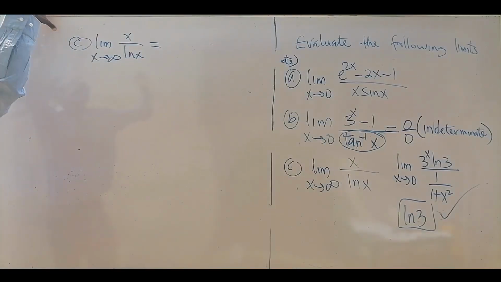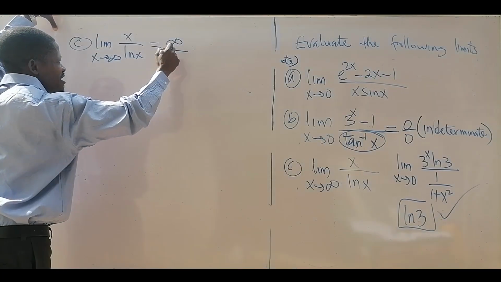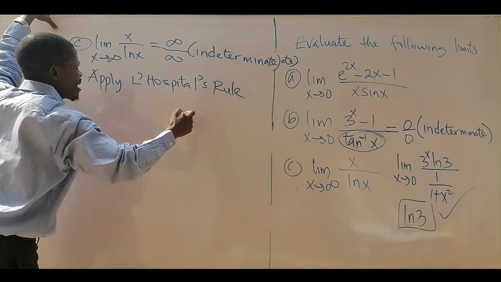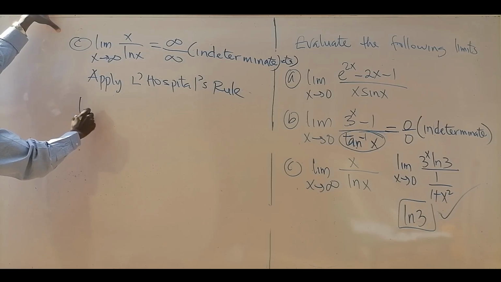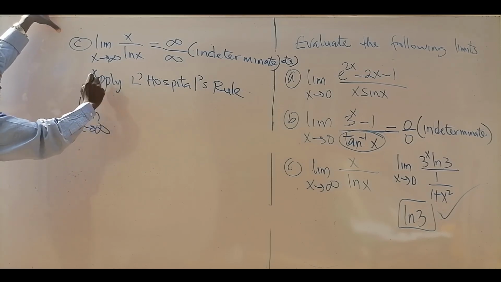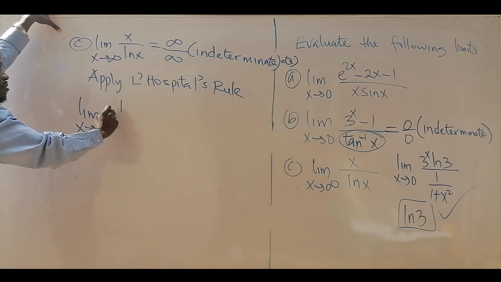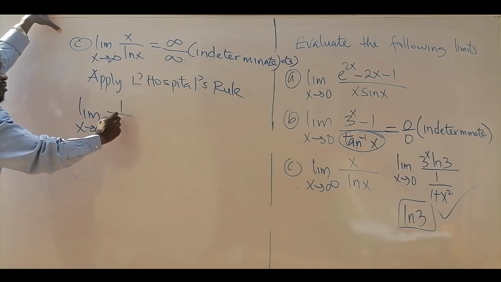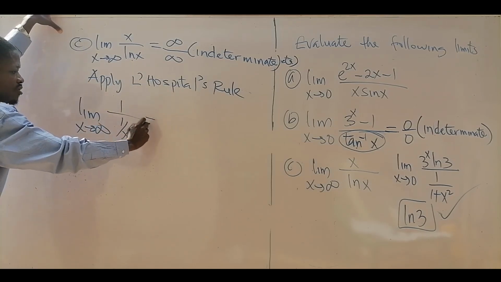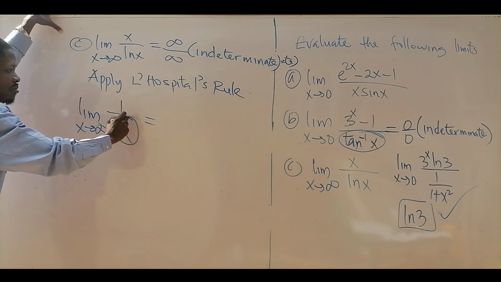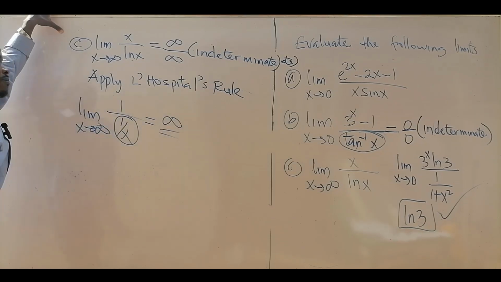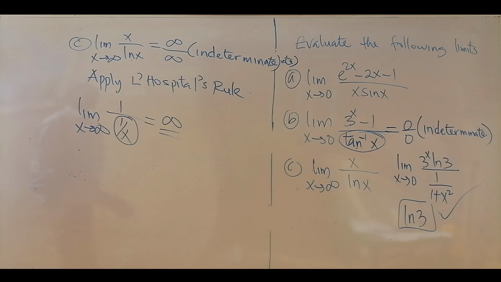The third question. So do your direct substitution. You're going to have infinity over infinity. Apply L'Hopital rule, and that will be equal to limit as x tends to infinity. Differentiate your numerator. Differentiate your denominator. And that's equal to what? This one over infinity, that's 0. You have infinity.